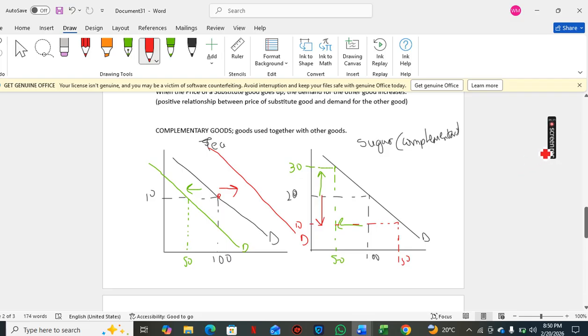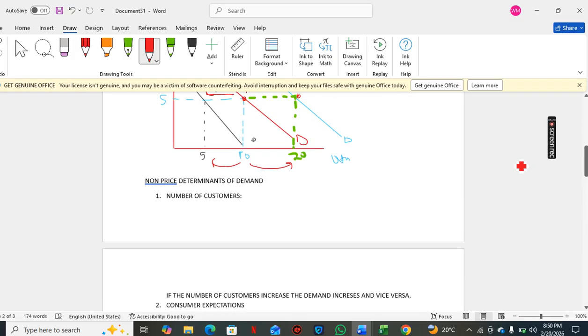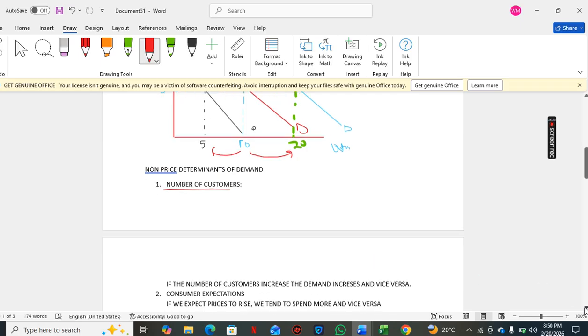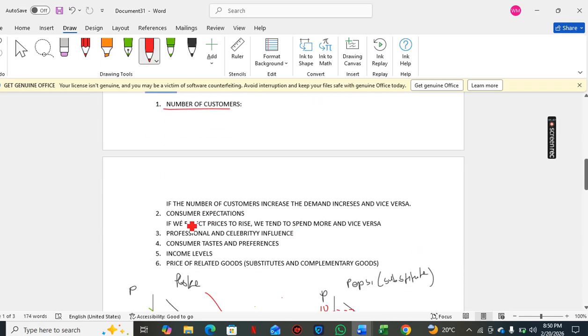So yes, these are the main non-price determinants of demand. Let's just go through them again. Number of customers, which is market size. More customers, more demand. Less customers, less demand. Consumer expectations. If we expect prices to rise, we spend. If we expect prices to drop, we save and wait until the prices actually drop.